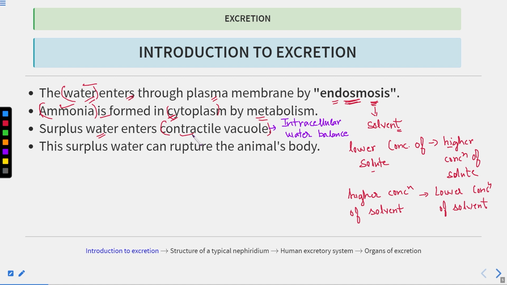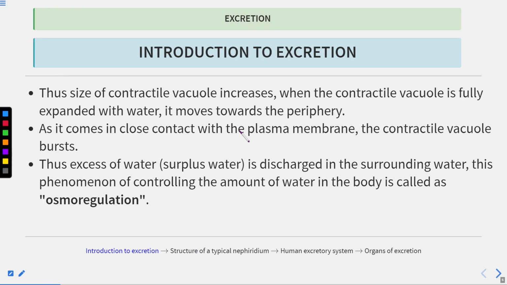Now, this surplus water can rupture the animal body, so it is later on thrown out of the body of the amoeba. What happens? The excess water is stored in the contractile vacuole, and then the contractile vacuole moves towards the plasma membrane, and then it bursts. Then it releases the surplus water. Thus the size of the contractile vacuole increases when water enters. When it is fully expanded with water, it moves towards the periphery. As it comes in close contact with the plasma membrane, the contractile vacuole bursts.